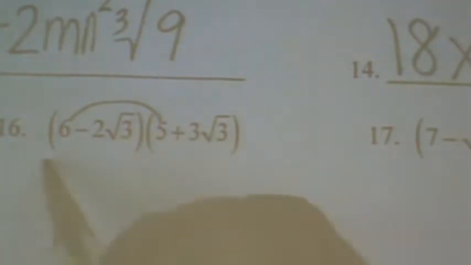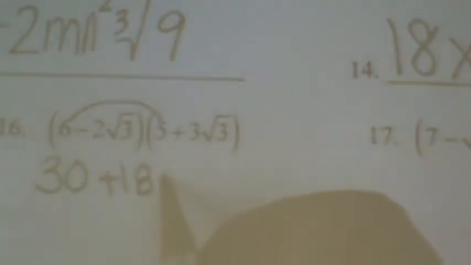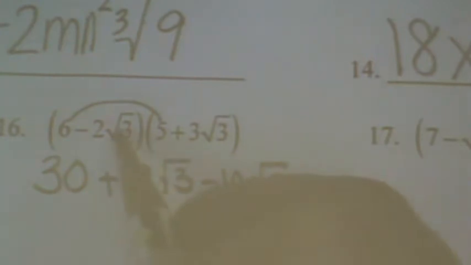Number 16, you're going to multiply. 6 times 5 is 30. 6 times 3 root 3 is 18 root 3. And then minus 10 root 3. And then negative 2 root 3 times 3 root 3. Negative 2 times 3 is negative 6. And negative 6 times 3 is negative 18.